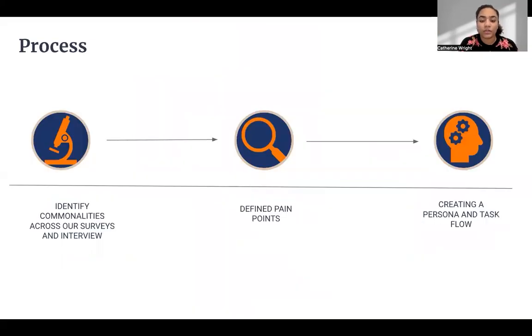Looking at the process so far, we've identified user groups and created a persona. Now we need to create a task to evaluate the system based solely on the individual we've created.